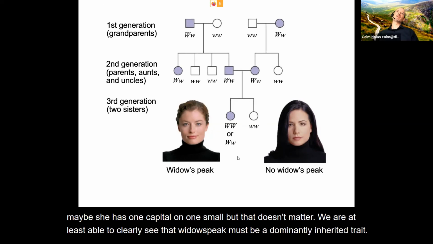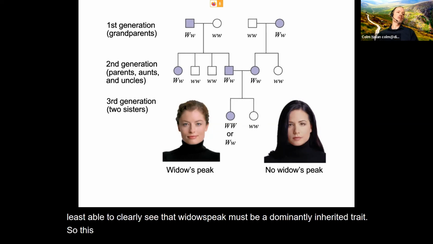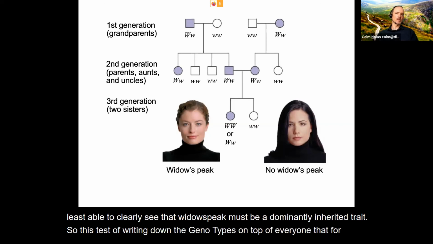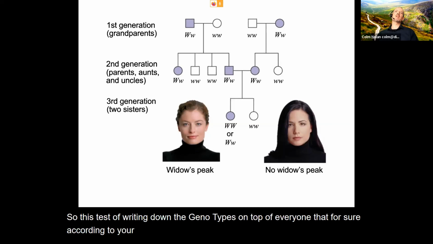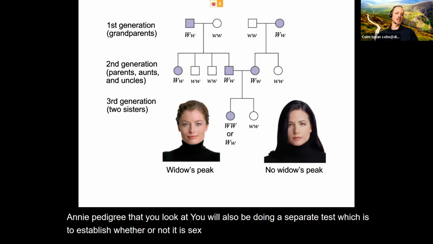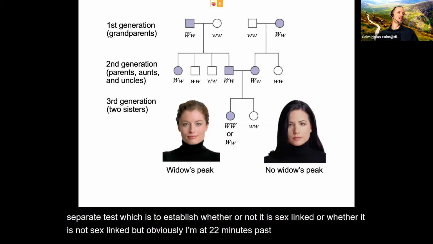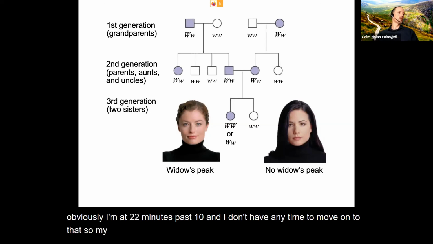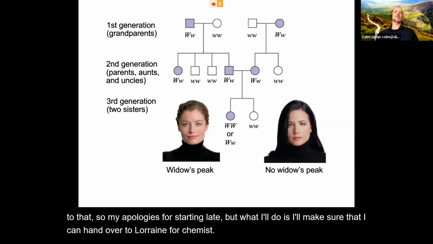So this test of writing down the genotypes on top of everyone that you know for sure, according to your hypothesis, is the first test that you're going to do on any pedigree that you look at. You will also be doing a separate test, which is to establish whether or not it is sex-linked. But obviously, I'm at 22 minutes past 10 and I don't have any time to move on to that. So my apologies for starting late, but I'll make sure that I hand over to Lorraine for chemistry in good order and not transmit the lateness forward.